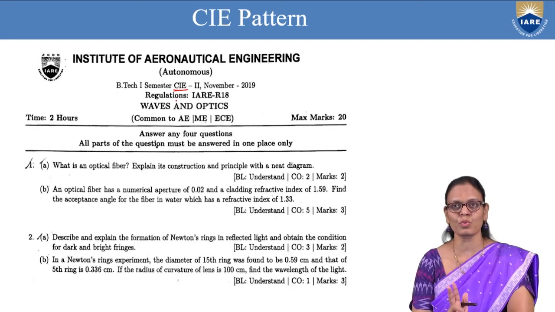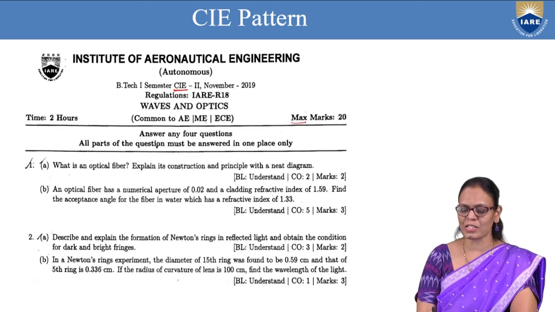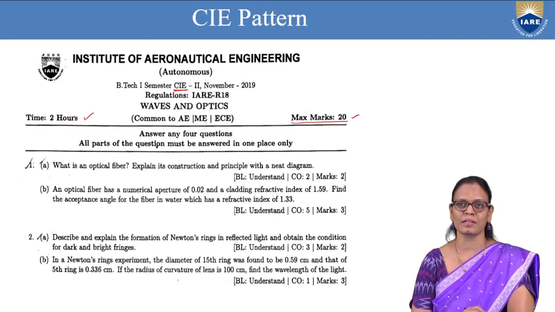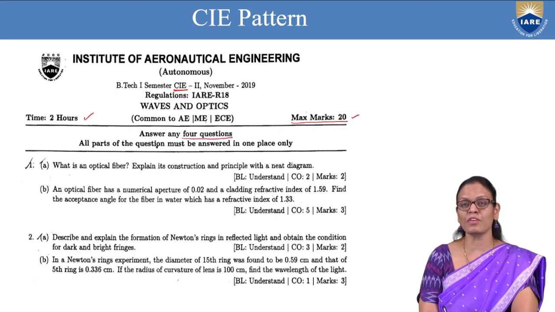I said we have two. The pattern is the same for both CIE 1 and CIE 2. The only thing is we are taking the average of the two at the end. The maximum marks for each CIE is 20, and the time we'll give you to answer is 2 hours. What you have to do here is answer any 4 questions out of 5. You will be given 5 questions.